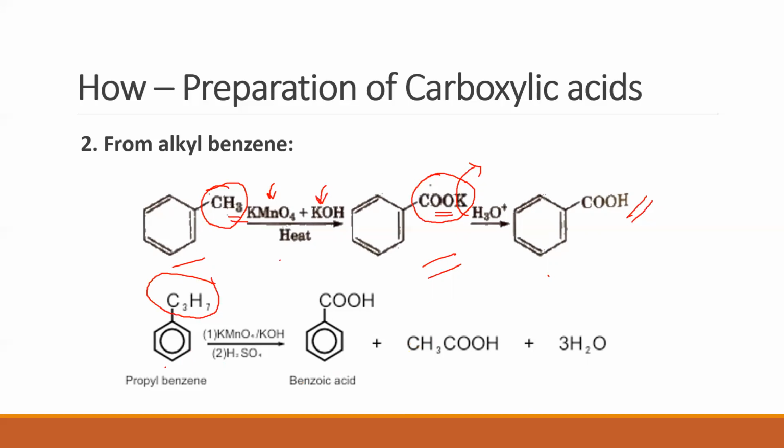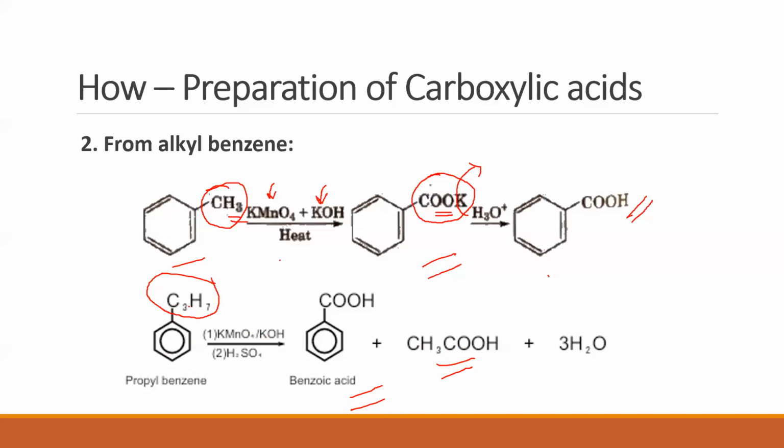When I take propyl benzene, this R group, which contains 3 carbon atoms, gets split into 2 parts. The carbon which is bonded to benzene stays bonded. The other 2 carbons get split. Those 2 carbons undergo oxidation to form acetic acid, which contains 2 carbon atoms. And the carbon that was already bonded to benzene undergoes oxidation once again to form benzoic acid. Clear? So I want you to remember this.